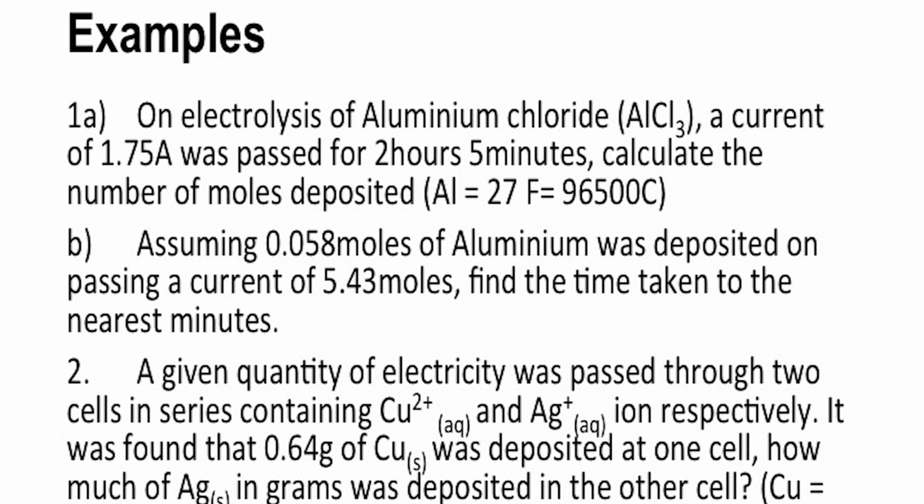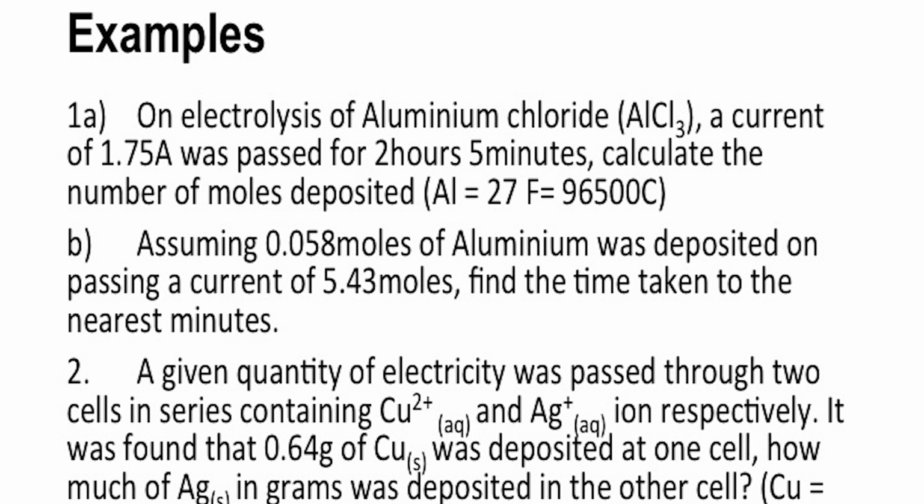My students, it's good that we look at how you can apply these laws to solve simple calculation problems on electrolysis. I'll take you through my two questions quickly, and I will show you which law to apply per question as we move to the next slide. On electrolysis of aluminium chloride, a current of 1.75 amperes was passed through for 2 hours, 5 minutes. Calculate the number of moles deposited, where aluminium has atomic mass of 27, and the Faraday constant is 96500 coulombs. B. Assuming 0.058 mole of aluminium was deposited on passing a current of 5.43 amperes, find the time taken to the nearest minute.